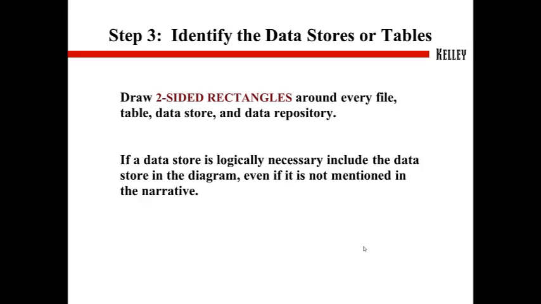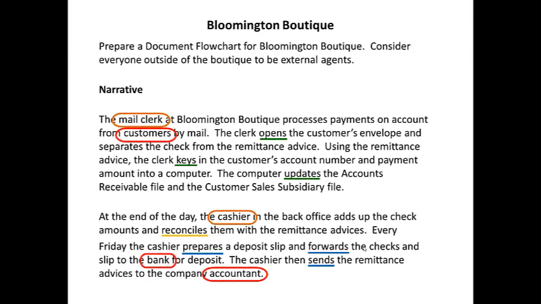As with data flow diagrams, draw 2-sided rectangles around every file, table, data store, data repository. So here are our agents and our processes, and we have 2 data stores. One is the accounts receivable file, and the second is the customer sales subsidiary file.